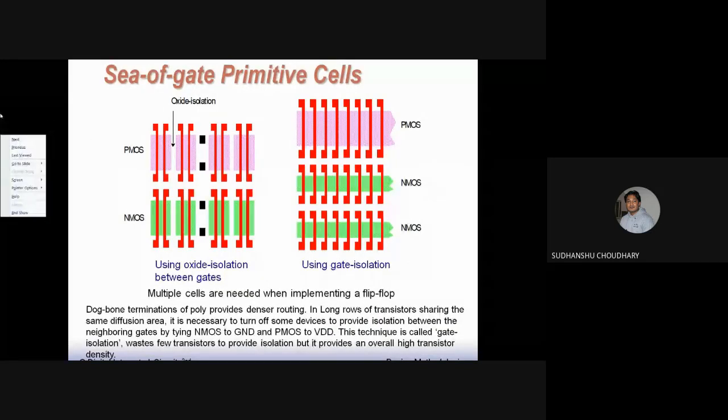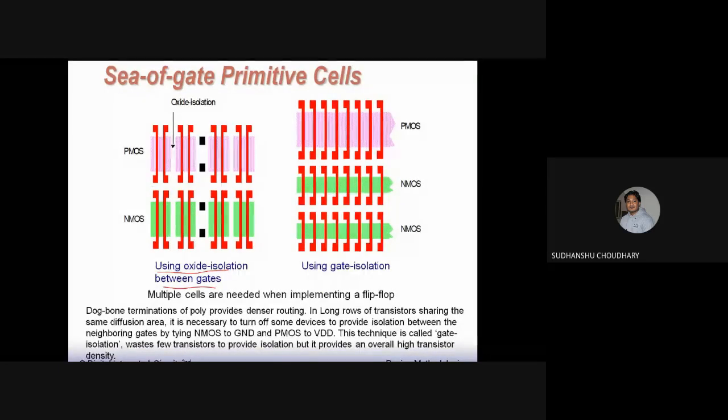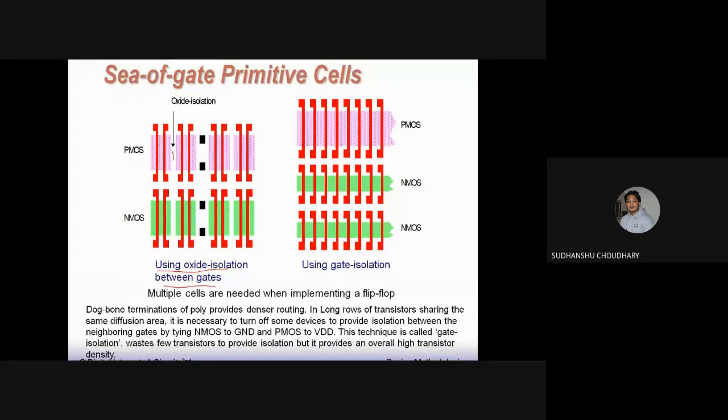Now, in the same gate array, one can think of using oxide isolation between the gates, right? So one wants to isolate the two gates, so one can use oxide isolation, for example, here between these gates. So this PMOS and NMOS can make a gate, and maybe this PMOS and this NMOS can also make a gate. So to isolate these two gates, one can use oxide isolation between the transistor diffusion regions.